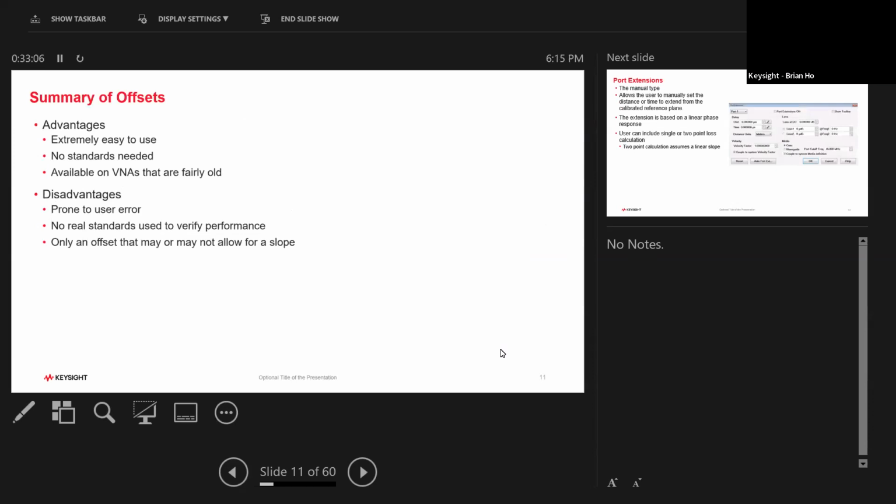So the advantage, again, is that it's extremely easy to use, no standard necessary. It works on available VNAs that are fairly old, so any VNA, not only the ones that we have out here today, would have this function. Again, it's very prone to error. As you can see, you have nothing to base it upon. You're using values that someone gives to you. And it's good, but you also have to trust the person that you get it from.